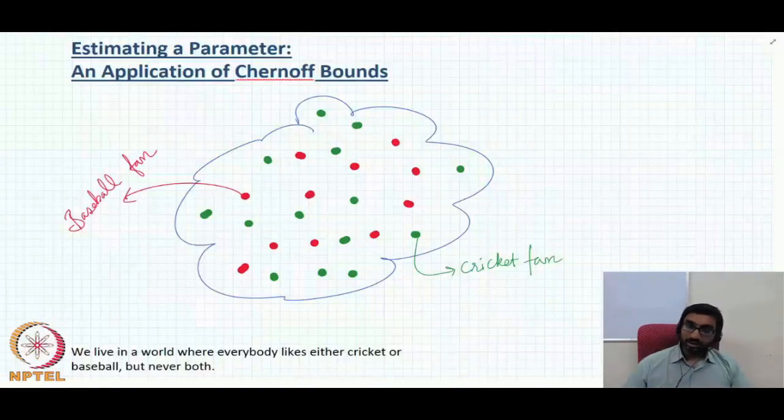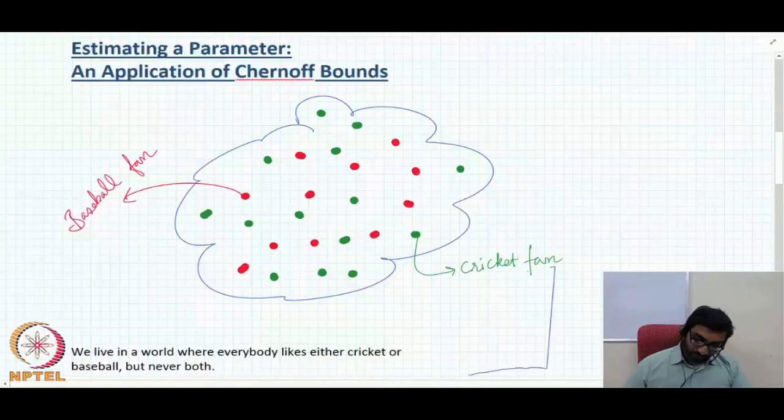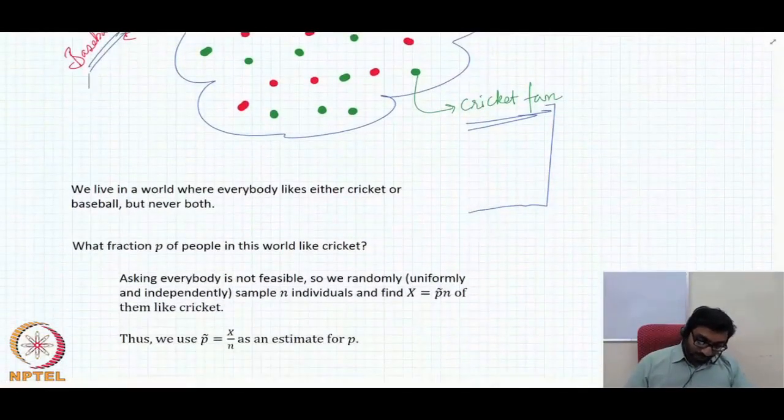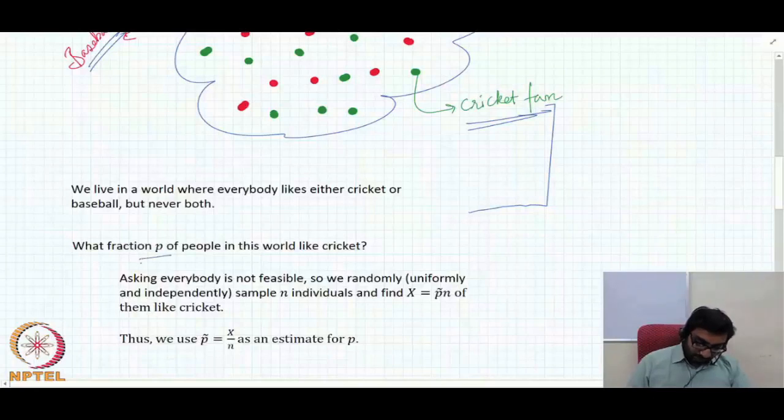Let's consider a population. This population has a large number of people, some of whom are cricket fans, and the rest of them are baseball fans. Everybody likes one or the other, but not both. And we're interested in finding out the fraction p of people in this population who like cricket. So this is our parameter, and this is the parameter that we want to estimate.